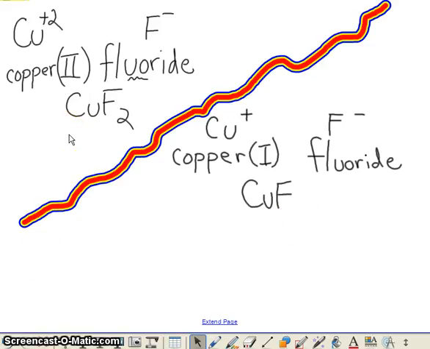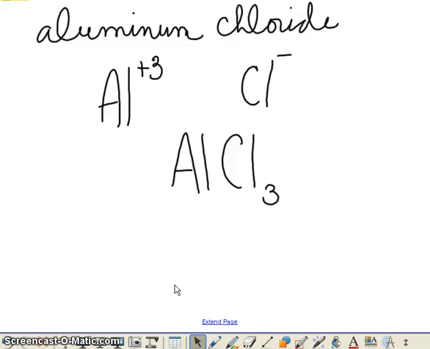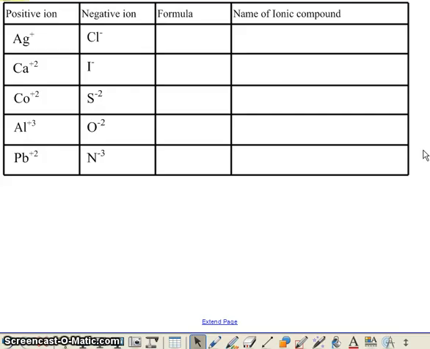So if you compare the 2 formulas, you see copper fluoride and copper fluoride. But notice the difference. Copper 1 fluoride has 1 copper and 1 fluorine. Copper 2 fluoride has still 1 copper, but 2 fluorines. A few more examples to show you again. I'm going to scroll through a few of these to get to the place where you can see where I'm going to have you practice.